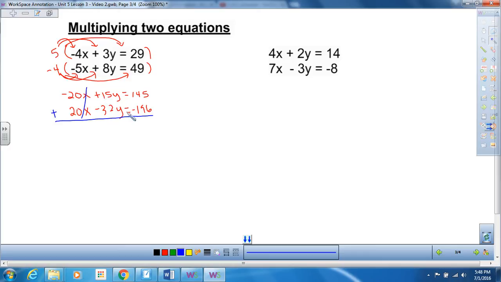Okay, 15y plus negative 32y is negative 17y. 145 plus negative 196 is negative 51. Divide by negative 17. Y equals 3. Okay, let's take that and plug it back in.